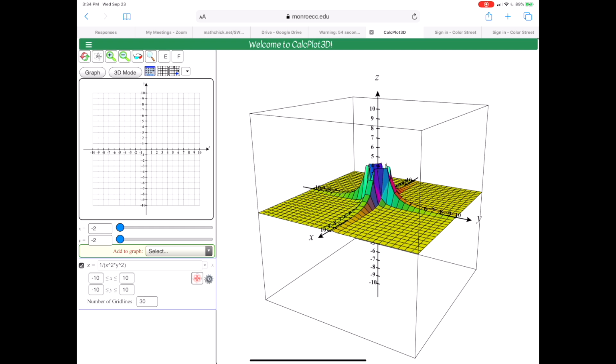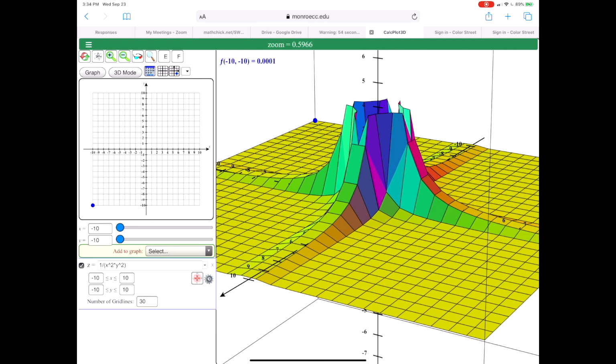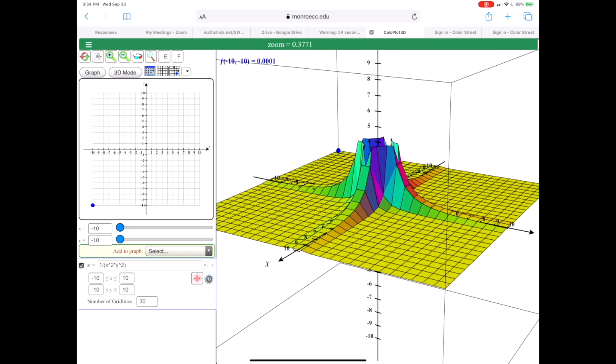Okay, so here I'm putting in sliders for x and y so that we can see what's happening. Do you see in the corner there, x is negative 10 and y is negative 10. So as you move x, remember, what are we approaching? We're approaching 0. And if you take a look at what's happening, we're pretty close here.